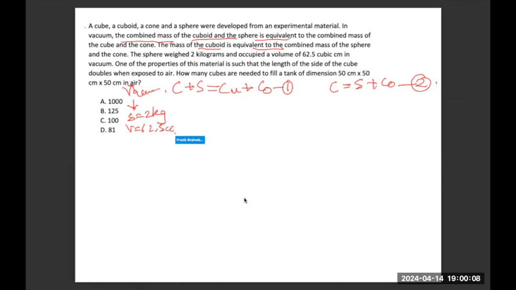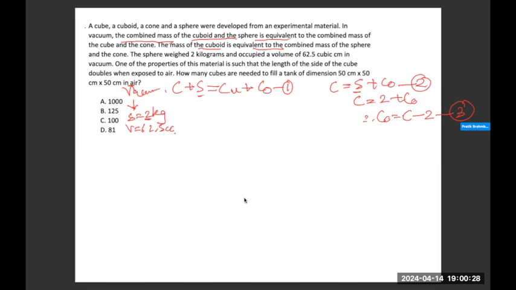I can replace the value of 2 kg because ये दोनों mass वाले equation here and here, but I will first replace it in equation 2. So that will give me cuboid is equal to 2 plus cone. Therefore, cone mass can be cuboid minus 2, which is the third equation.